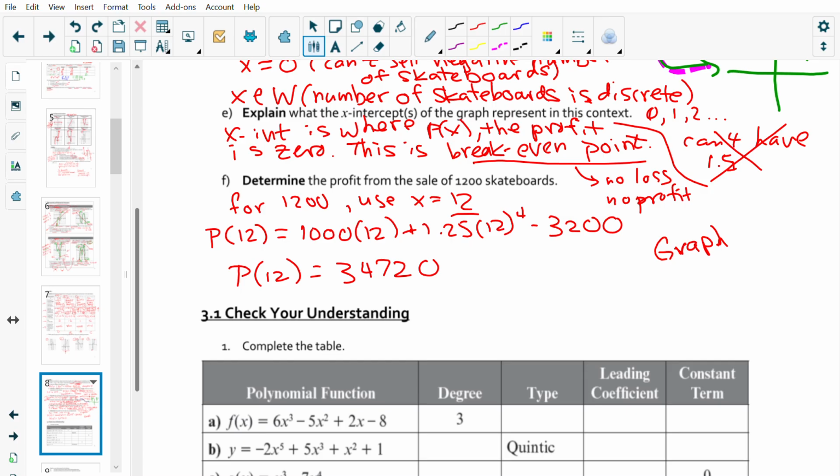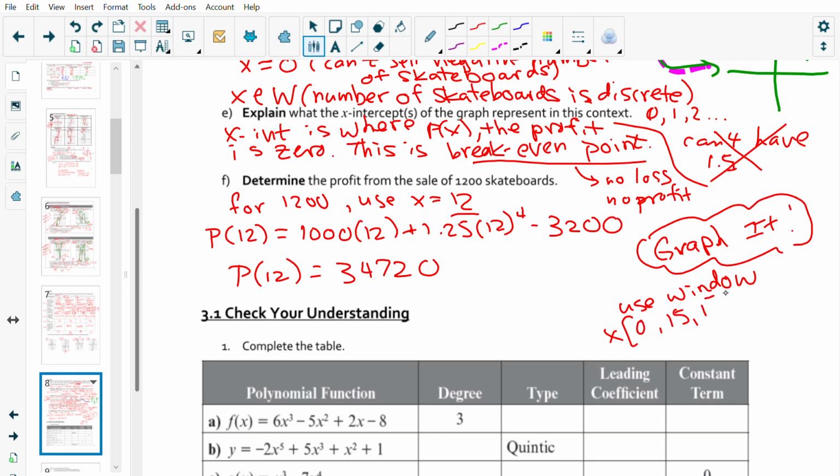I'm going to challenge you to try this on your calculator. Not required for this lesson, but graph it. Not going to do it for you, but use the window, and then see what you get. Okay.